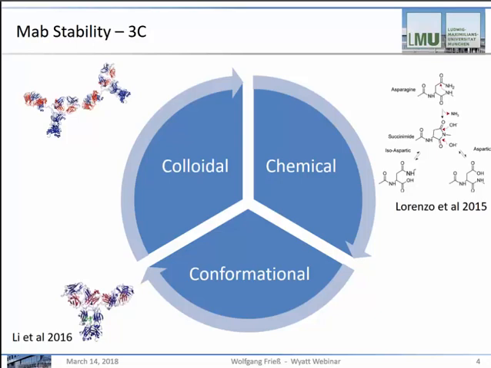Three major aspects are in focus. The chemical stability, and you see here an example for deamidation that can occur. The conformational stability, so the stability of the secondary and tertiary structure. And in addition, the colloidal stability, so the interactions of the protein molecules in solution.